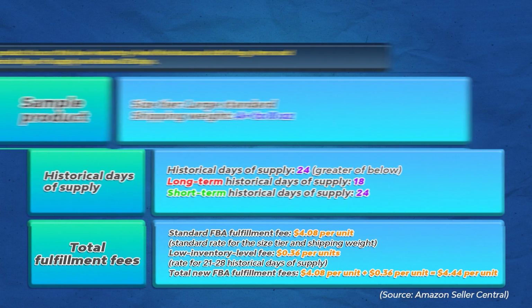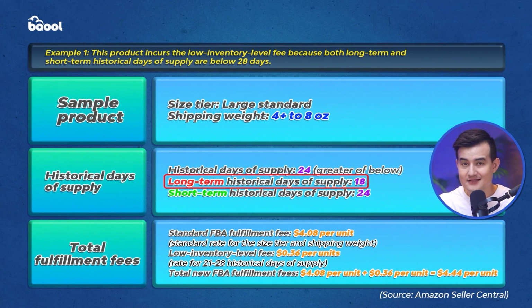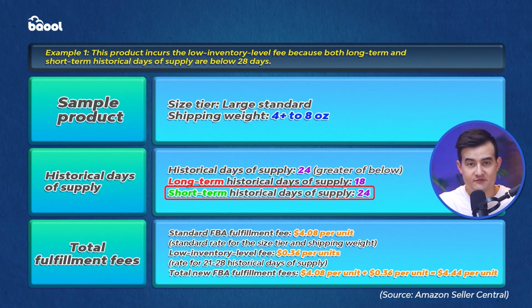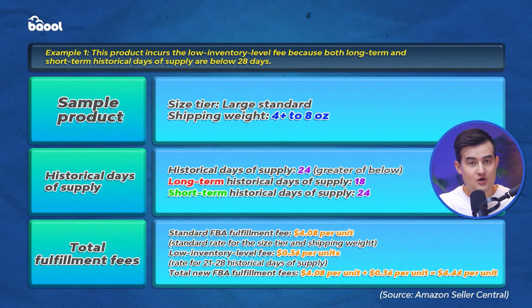Our first example is a large standard product that weighs between 4 to 8 ounces. Long-term historic days of supply is 18 and short-term is 24. Because both of these values are under 28, this product will incur the low inventory fee.